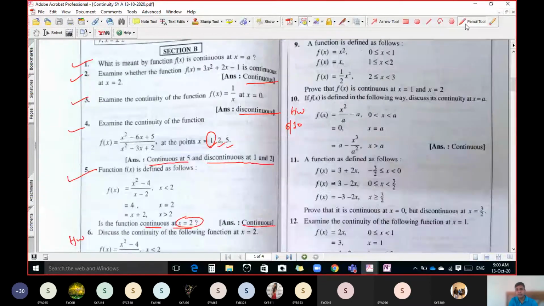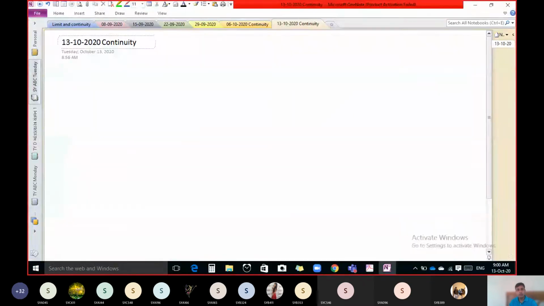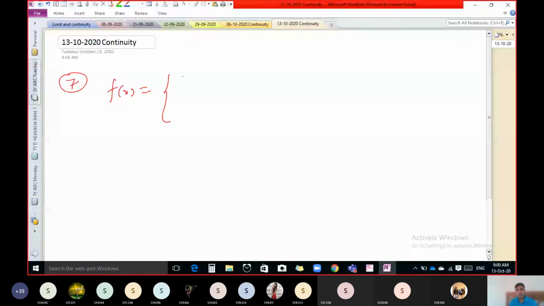Question number 7. Discuss the continuity at x equal to 4. Here f of x equal to (x square minus 16) upon (x minus 4) when x is not equal to 4. X is not equal to 4 means either x greater than 4 or less than 4. In both cases we have to use this function.